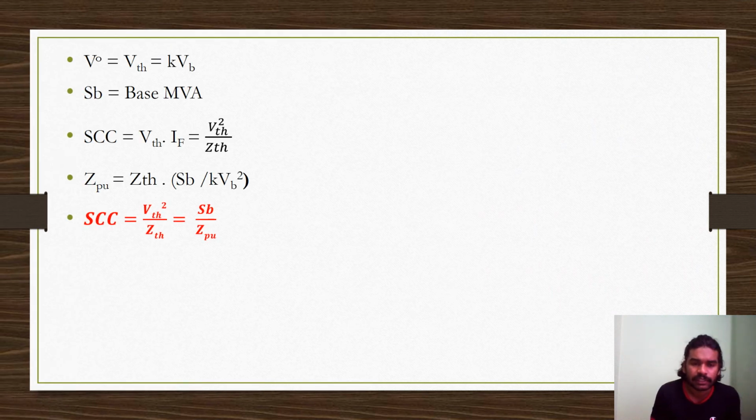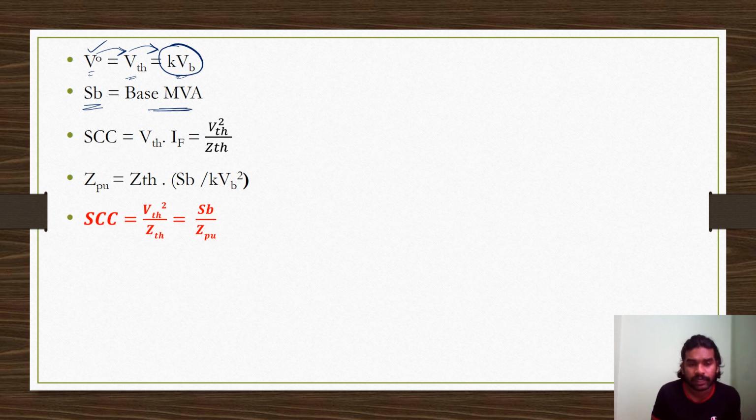Now let's consider a system having some voltage KVB as its base voltage. The pre-fault voltage will be the same as the Thevenin voltage, and I am assuming that Thevenin voltage to be equal to the system base voltage. All these three voltages are the same: the pre-fault voltage, the system voltage, and the Thevenin voltage of the system. I am also assuming SB as the base MVA of the system.